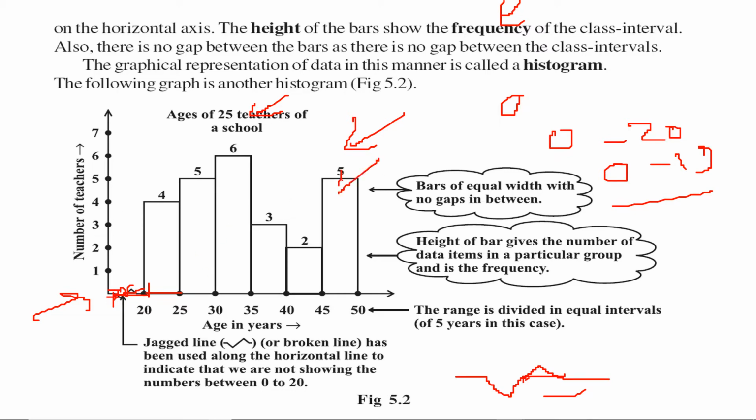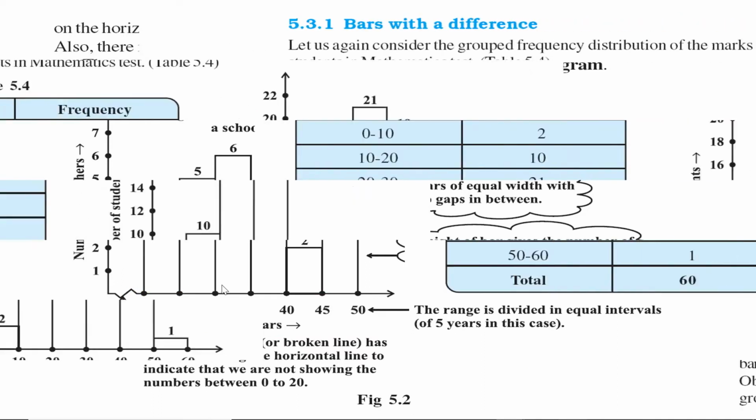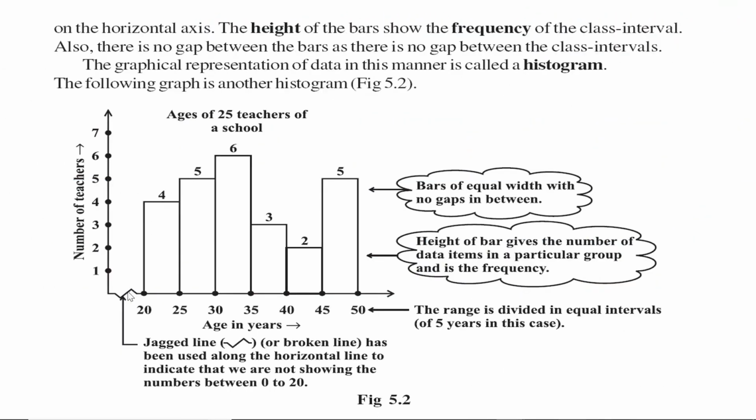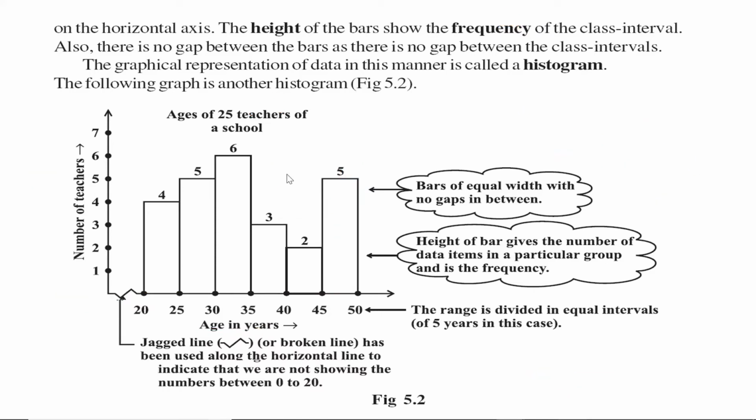These are the bars of equal width with no gaps in between because we have class intervals which are overlapping, and the heights of the bars give the number of data items of a particular group, which is the frequency. So this is the age in years, this is the number of teachers. There is a little difference between these two graphs: this is not starting from 0, this is starting from 20. So we have a jagged line or a broken line.